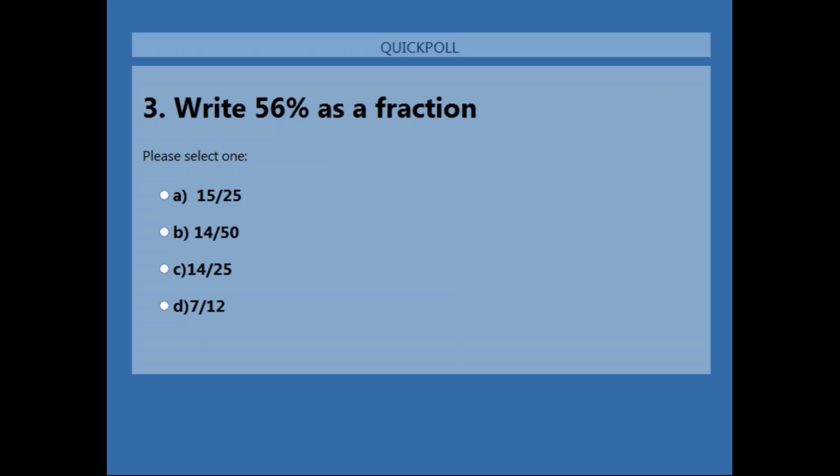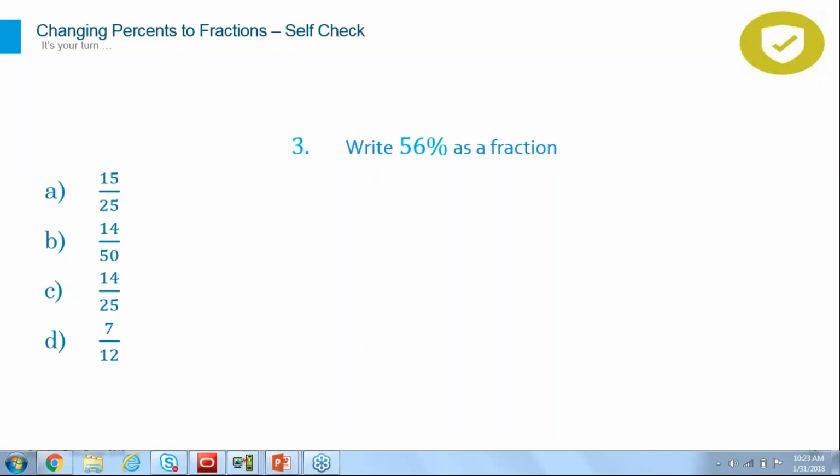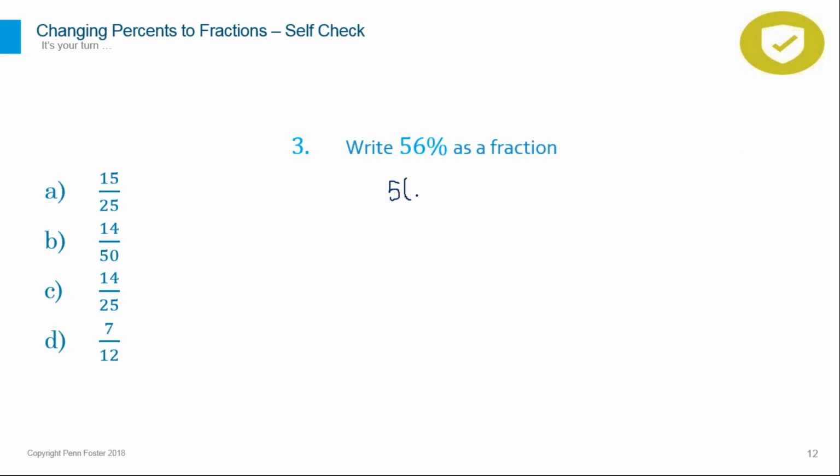Okay, let's do that together. Omar, he wants to go over one more problem like that. So let's do that together. So again, our main theme is whenever we want to get rid of the percent sign and switch percent to fraction or decimal, we divide over 100. So we're going to do that. 56 over 100. And then I need to simplify.